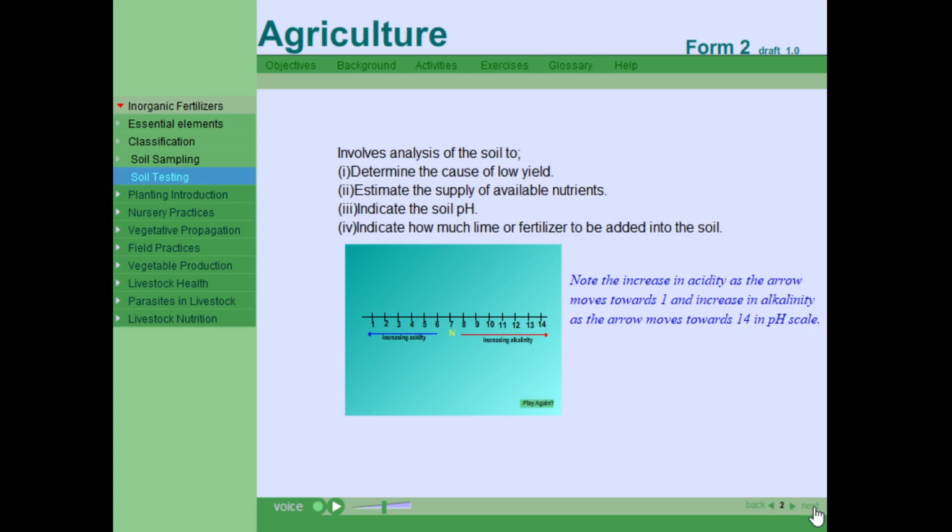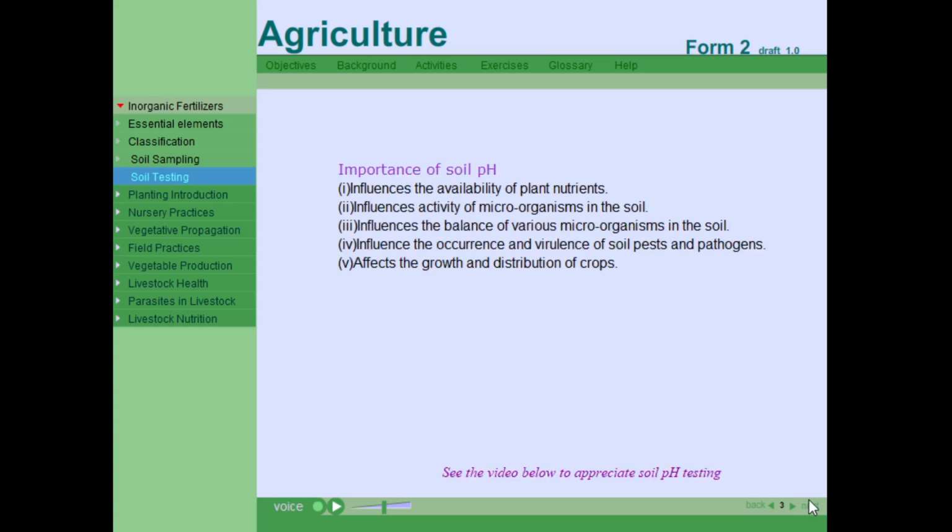Importance of soil pH. Influences the availability of plant nutrients, influences activity of microorganisms in the soil, influences the balance of various microorganisms in the soil, influence the occurrence and virulence of soil pests and pathogens, and affects the growth and distribution of crops.